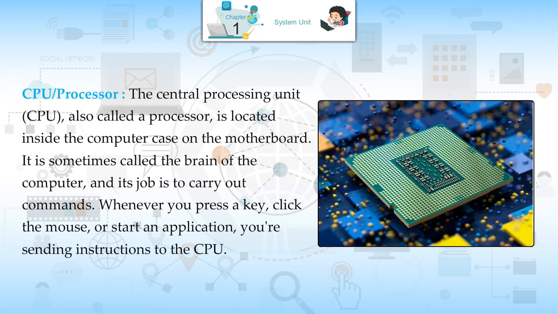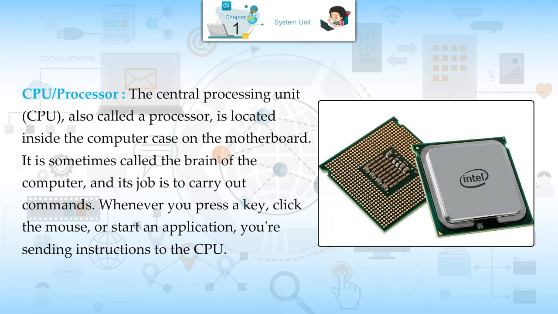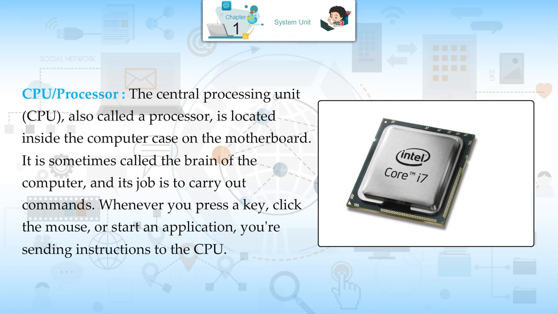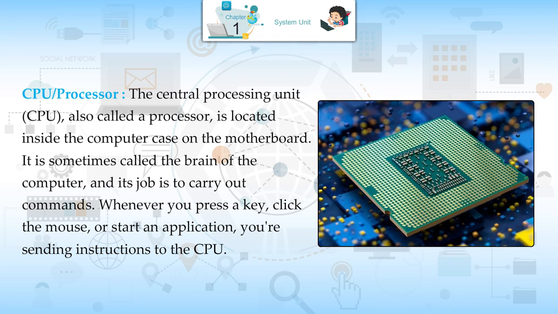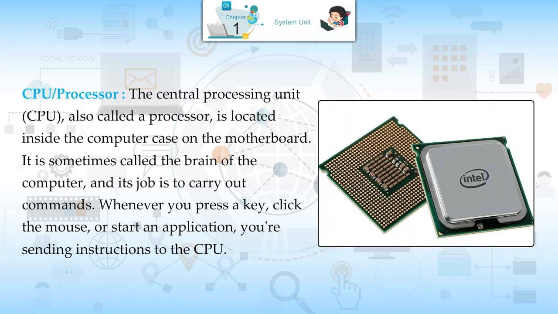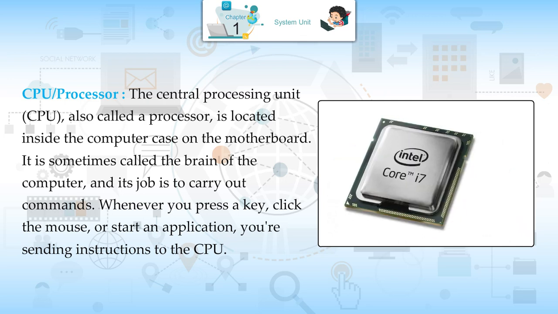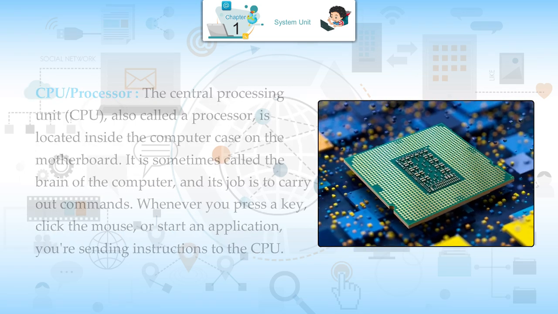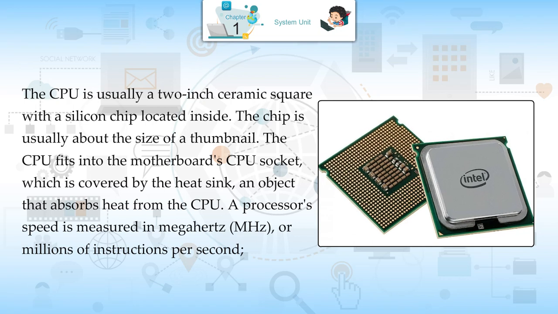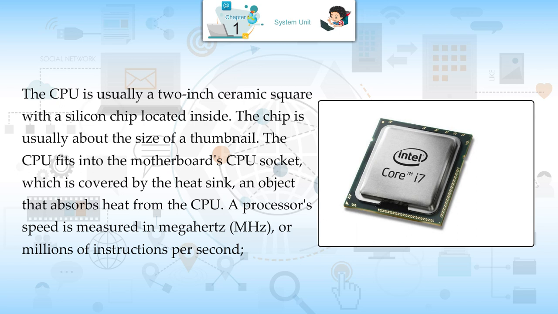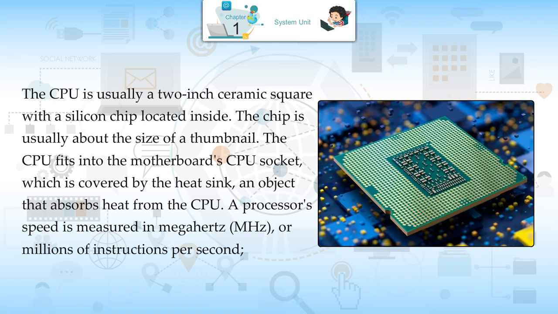CPU or processor. The Central Processing Unit, CPU, also called a processor, is located inside the computer case on the motherboard. It is sometimes called the brain of the computer, and its job is to carry out commands. Whenever you press a key, click the mouse, or start an application, you are sending instructions to the CPU. The CPU is usually a 2-inch ceramic square with a silicon chip located inside. The chip is usually about the size of a thumbnail.